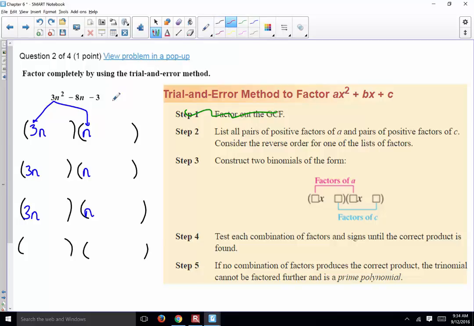Next, break 3 and put it here. So it can be 3, 1, 1, 3 with positives first. Wait a second. Does this make sense to you guys? I know 3 breaks as 3 and 1, and 1, 3, right? But does it make sense to put pluses in front of them? How do I know this is not going to work? Immediately I spot, oh, this is not going to work. How do I know it?